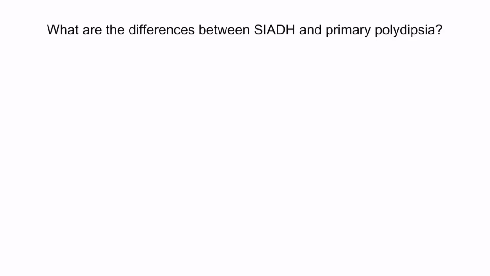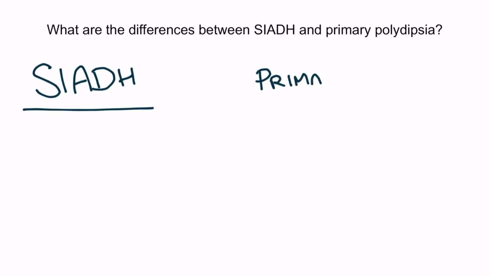Let's try a question. What are the differences between SIADH and primary polydipsia? First, let's remember that antidiuretic hormone is responsible for water reabsorption in the renal collecting ducts, hence concentrating the urine. Now let's compare SIADH with primary polydipsia.